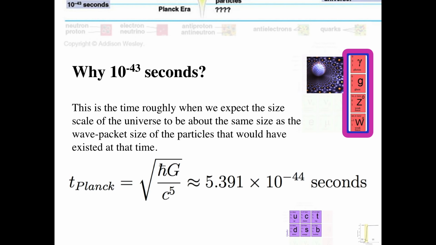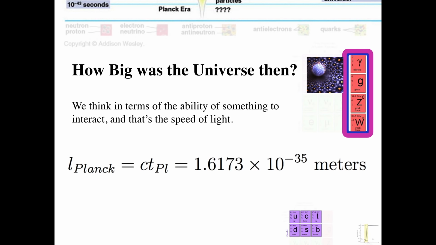So how big was the universe at the Planck time? Well, it wasn't very big. If we take the speed of light, which is how fast information can travel across that universe, it's about 1.6 times 10 to the minus 35th meters, which is really tiny, called the Planck length. And the Planck length is simply equal to the speed of light times the Planck time. So nothing can get information across the universe faster than the speed of light at the Planck time. The distance that light can travel in a Planck time is 1.6 times 10 to the minus 35th meters, and that would be the size of the universe at that time.